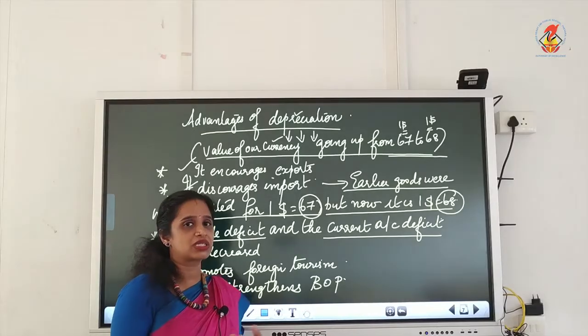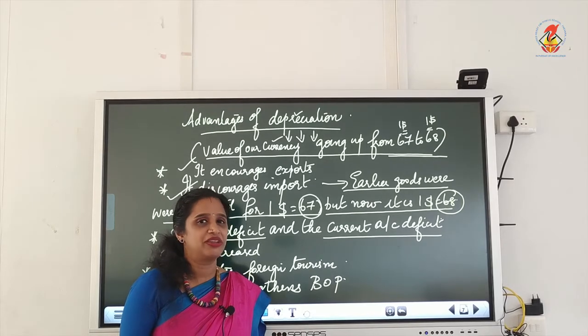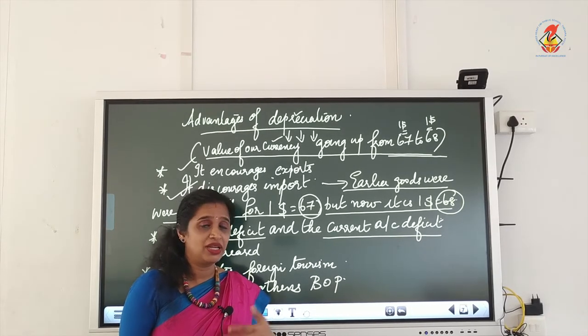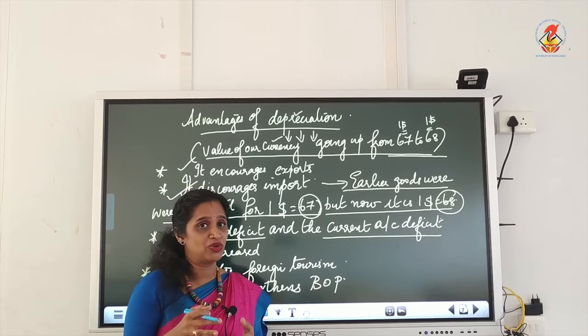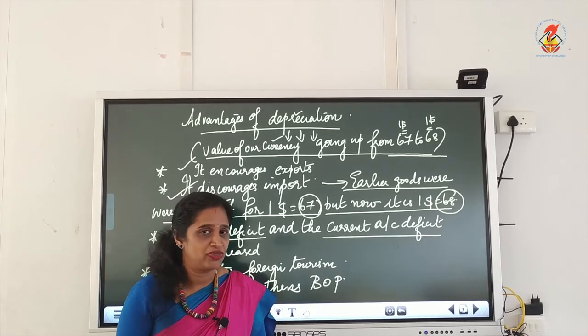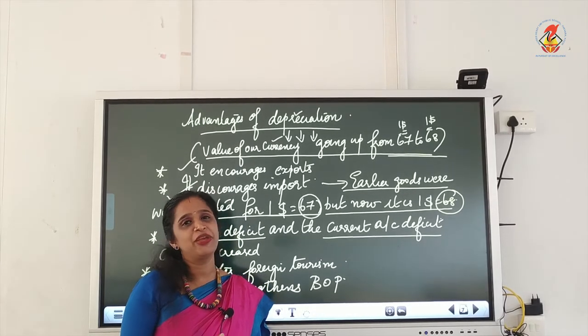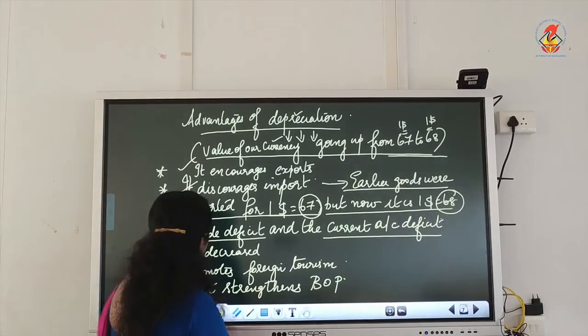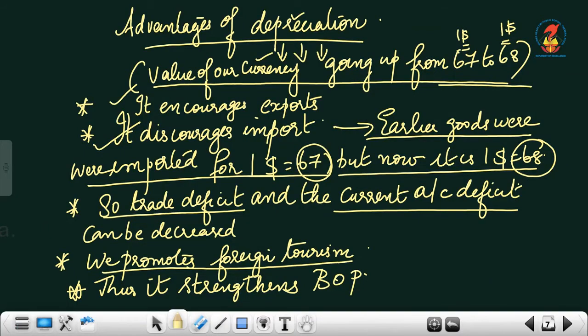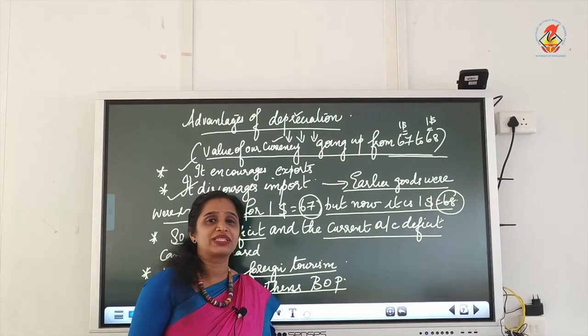You all have learned what is trade deficit and current account deficit, where we include visible and invisible items. So, by discouraging imports, we can also reduce the deficit in the trade balance as well as in the current account. Then we promote foreign tourism. We will encourage people from outside so that we will earn more foreign exchange. Then it strengthens the balance of payment, because as we are getting more for the exports, it will strengthen our balance of payment.